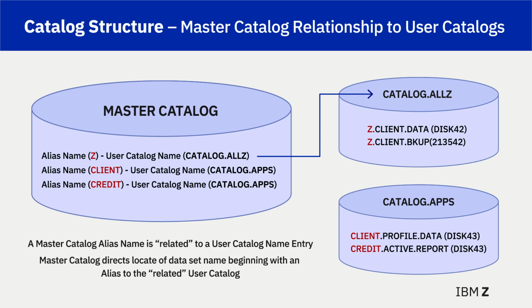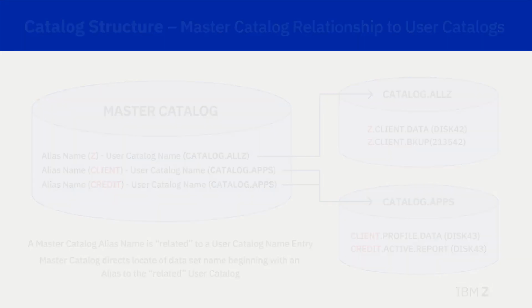Client and credit alias entries are related to catalog.apps. Therefore, a locate of client.profile.data and credit.active.report would be directed to catalog.apps to follow through with locating the dataset name on the target volume.